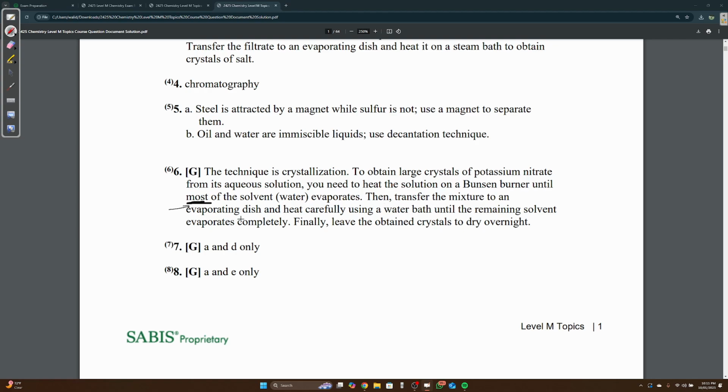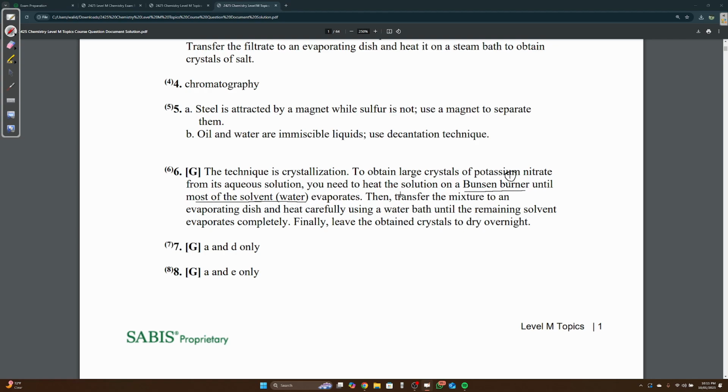After most evaporates, you transfer it onto a water bath until the remaining solvent evaporates completely. If you want keywords to help you in the multiple choice, of course, if it comes written, that's a different story. In the multiple choice, how I memorized it: first, heat on Bunsen burner until most evaporates. This is always the first step.